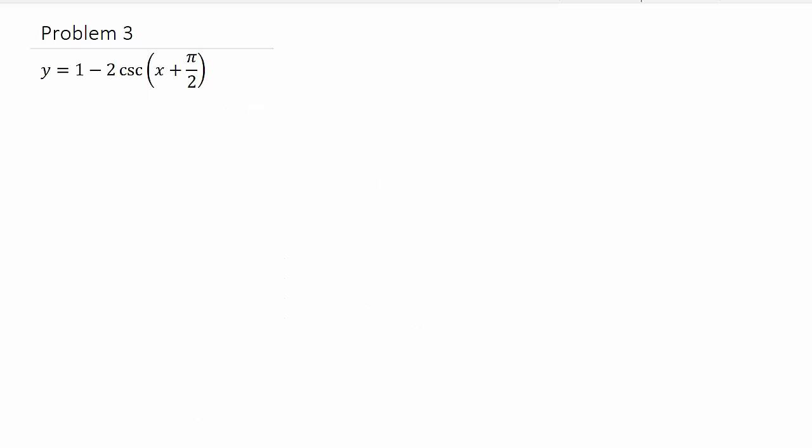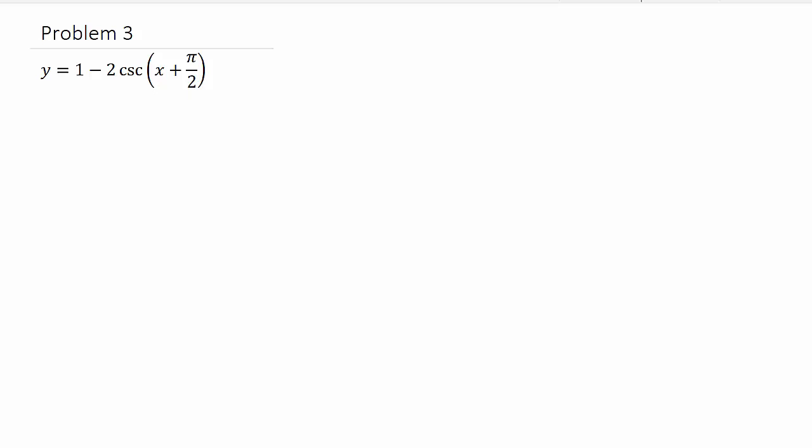Alright, so let's take a look at example 3, graphing a cosecant function. The main thing is, we've got to graph the sine function, and we just briefly went over that at the first part of the video. If you need to look at how to graph the sine function in more detail, I've got a video on that. Alright, so let's get started. We've got y equals 1 minus 2 cosecant of x plus pi over 2.